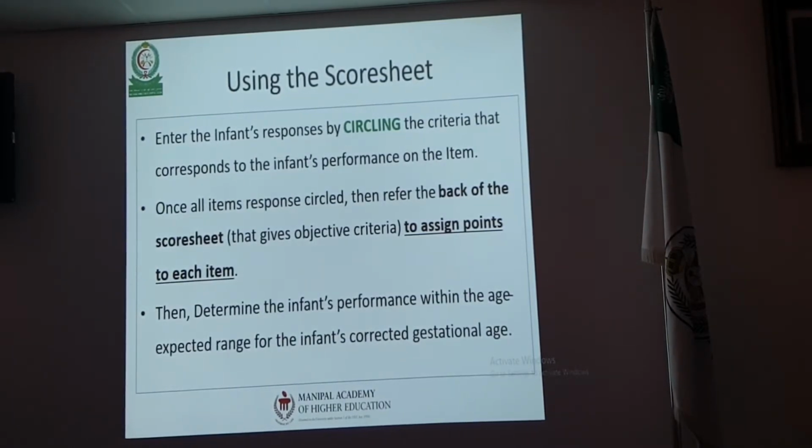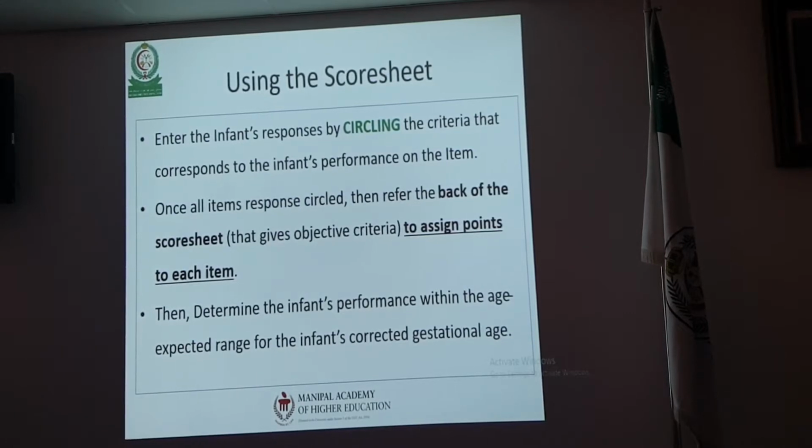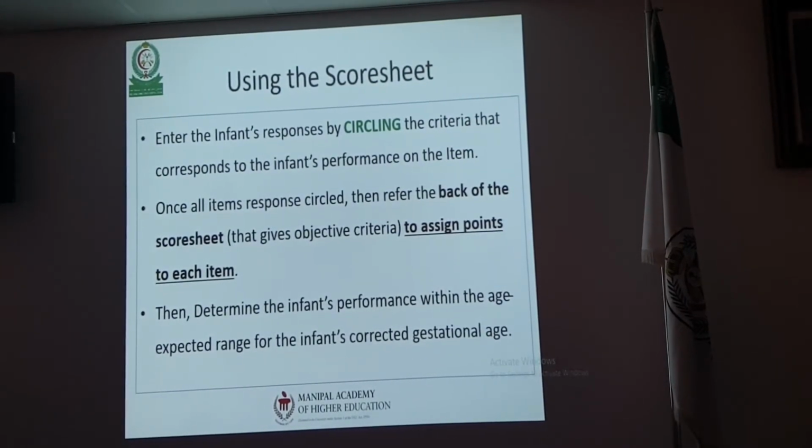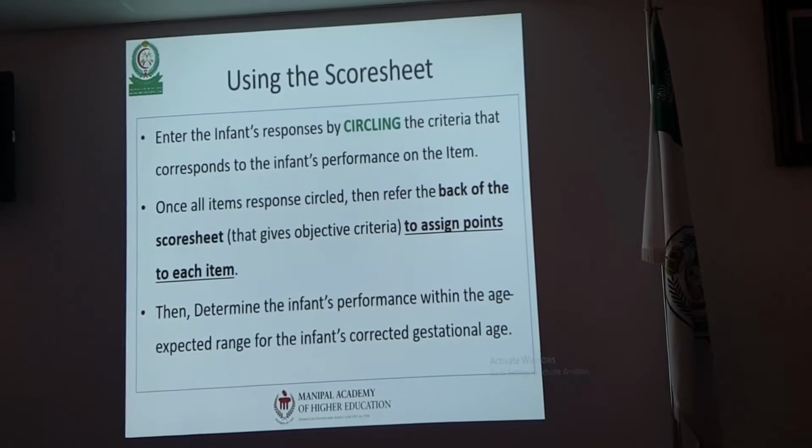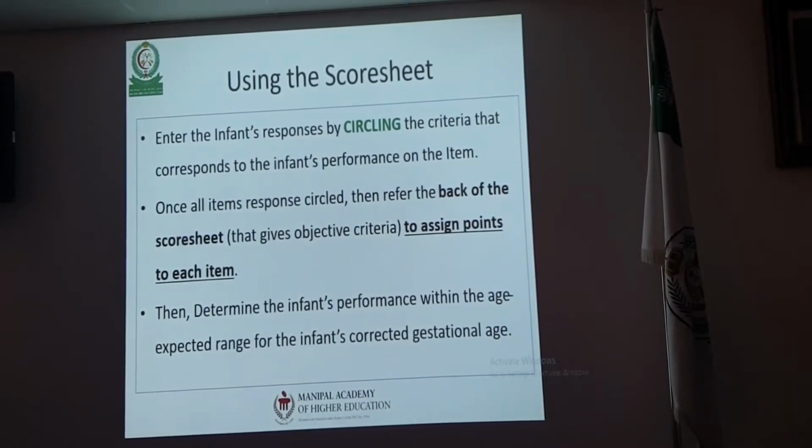It is divided into less than 4 months, 4 to 8 months, and 8 months and more. That means 4 months category has been given. Clear? Birth to 4 months, 4 to 8 months, and 8 months and more. Based on that, you take your total score of the baby and you match. Whatever total score comes, you will get normal, transient, or abnormal.